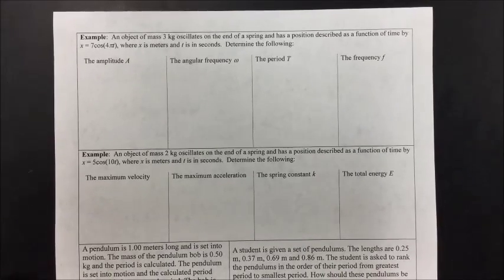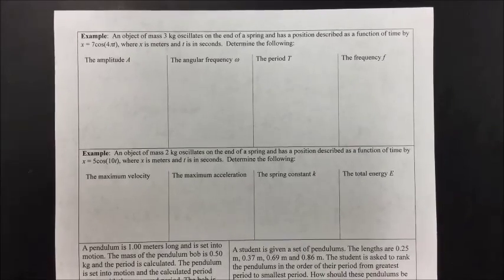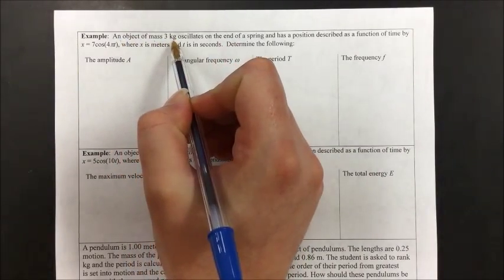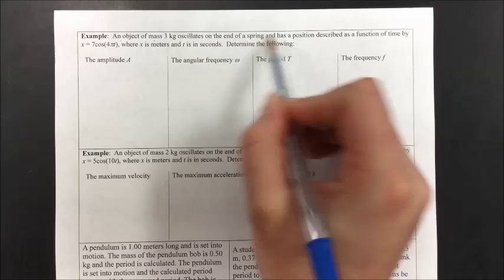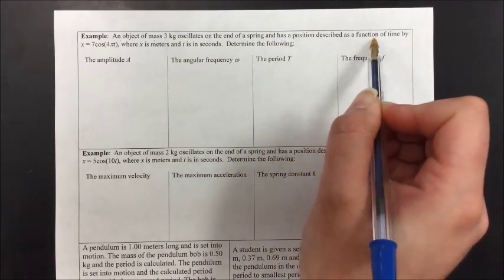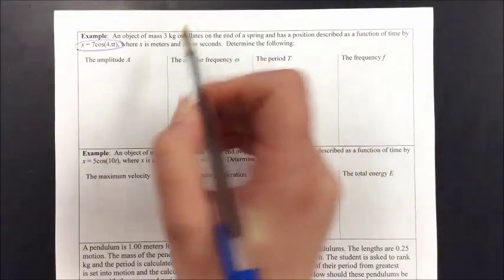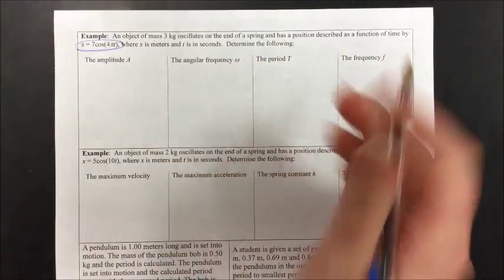Okay, so a few more example problems and then we'll be done for today. An object has a mass of 3 kilograms and oscillates at the end of a spring and has a position described as a function of time of this. Now remember, we already did this one, okay? Where x is in meters, t is in seconds, determine the following.